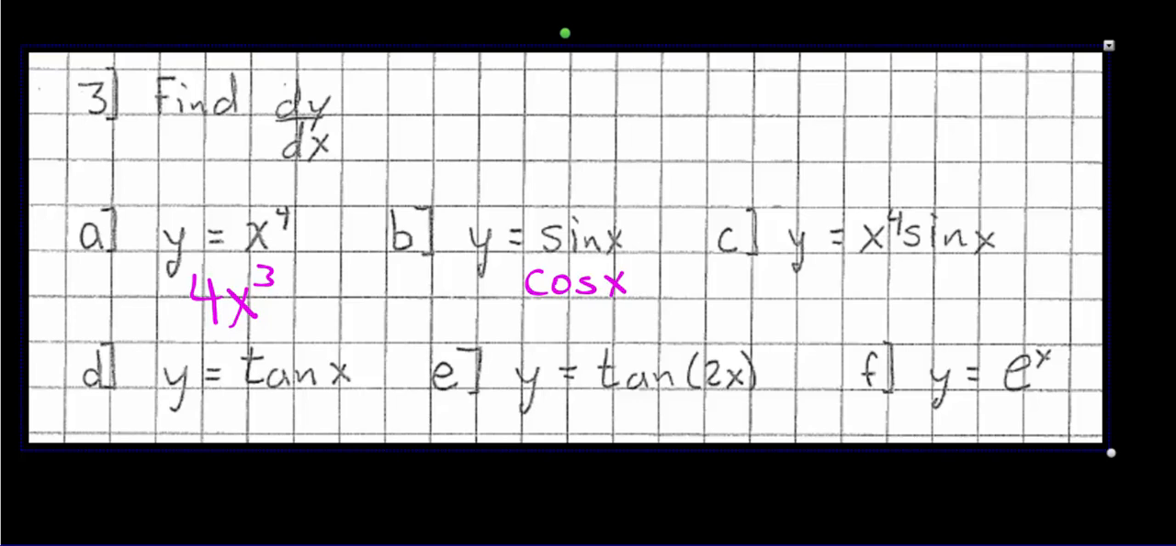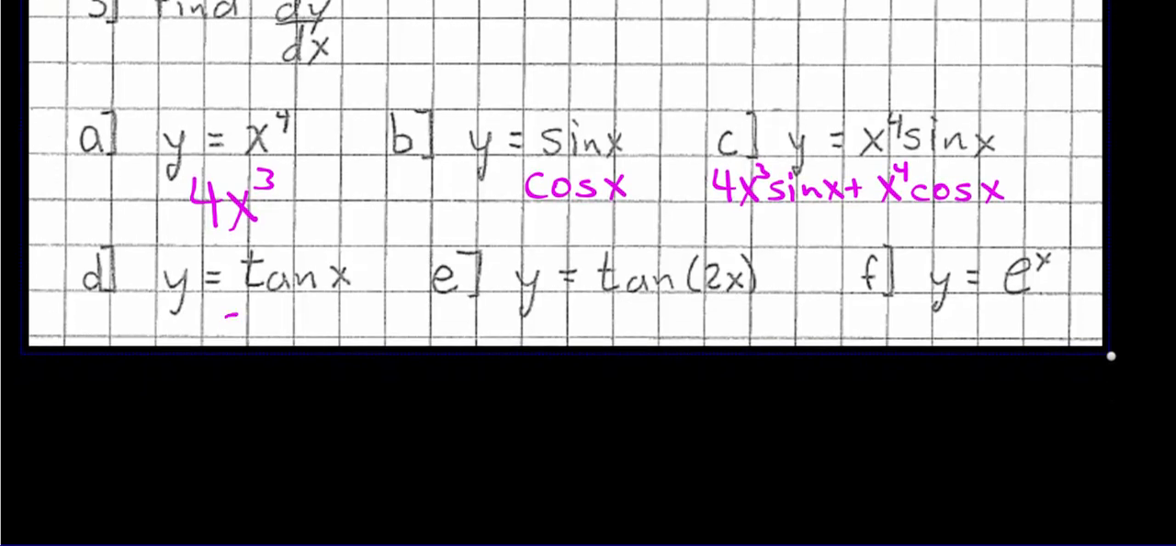Now here is the product rule, this next one. So we've got x to the 4th sine x. So here we go. The derivative of the first times the second, plus the derivative of the second times the first. Okay? Derivative of the first times the second plus derivative of the second times the first. So there's the product rule thrown in there. Now down here we've got the derivative of tangent, which is secant squared x.